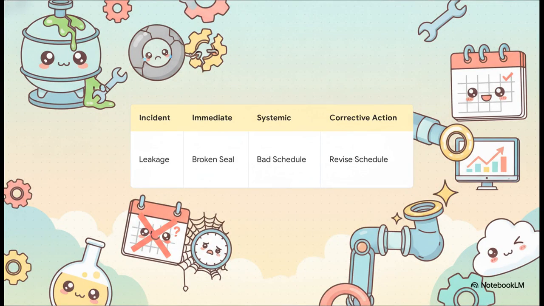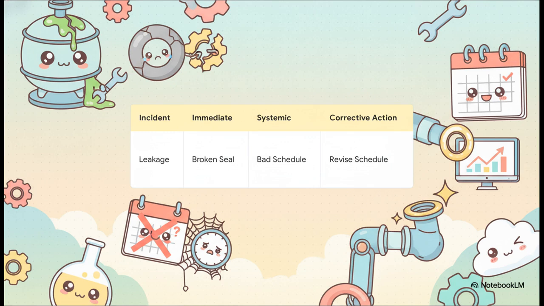Say we have a chemical leakage. Okay, immediate cause? A maintenance failure. A seal broke. But why did the seal break? Well, it wasn't replaced on time. Why wasn't it replaced on time? Because our maintenance schedule is inadequate and doesn't account for how heavily that specific equipment is used.